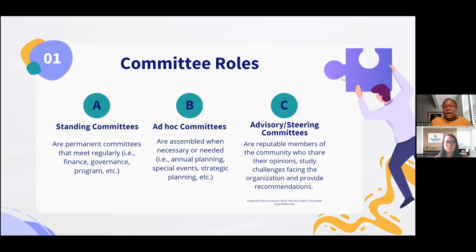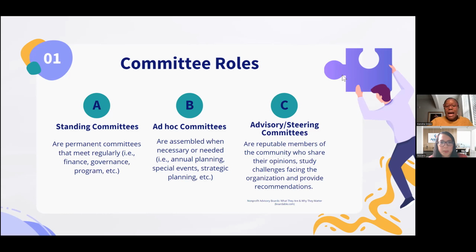But then when we talk about ad hoc committees, these are based on when you need to have something for a short period of time. These are like annual planning meetings for special events, strategic planning, like there's something that happens with your board, like if you have a signature event that happens every year. That would be considered an ad hoc committee who comes together, they do all the planning, they execute the event, and then they kind of go quiet until the next time for them to come back together.